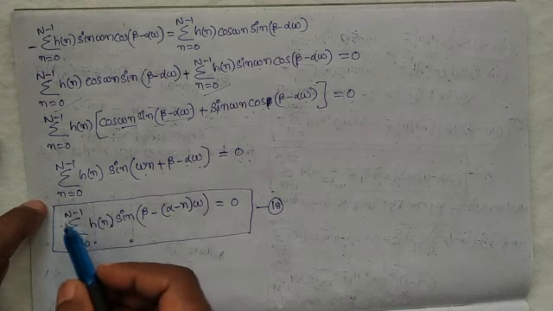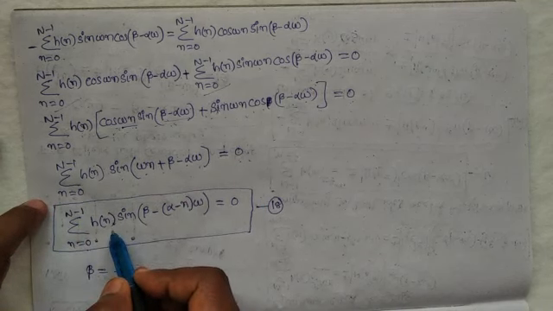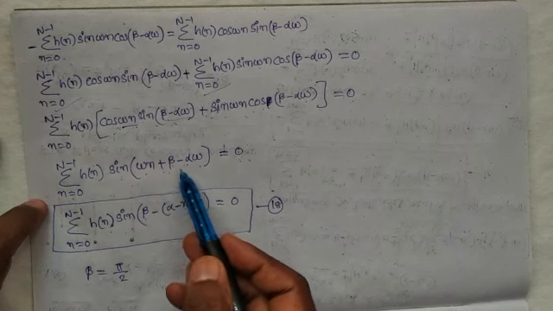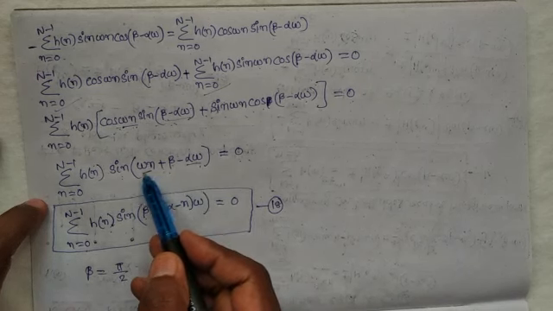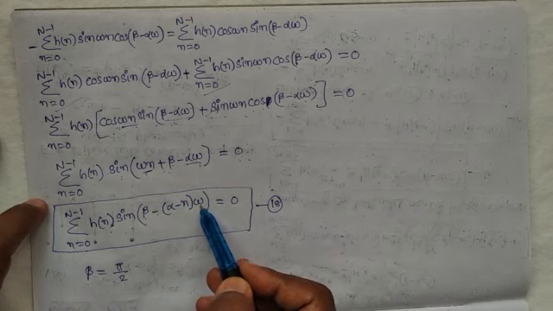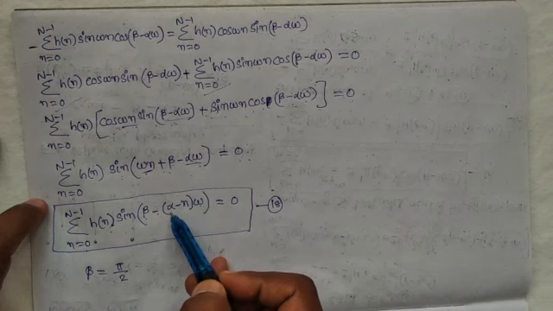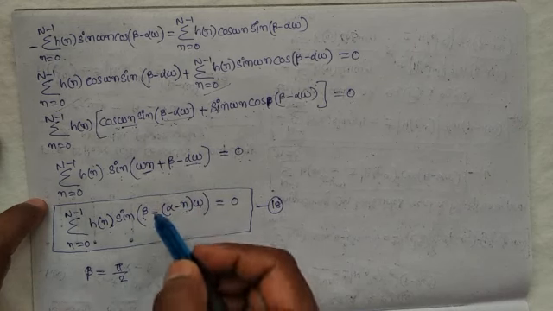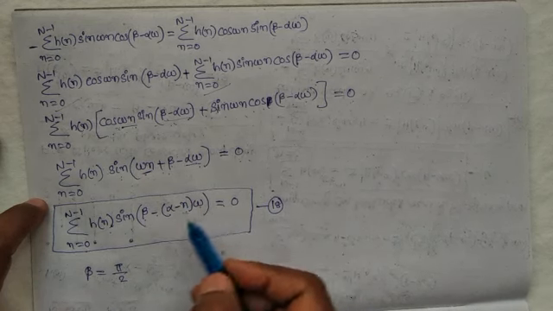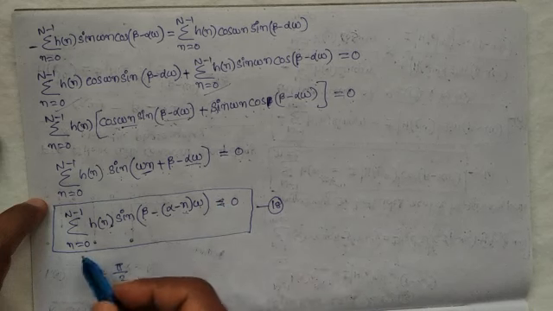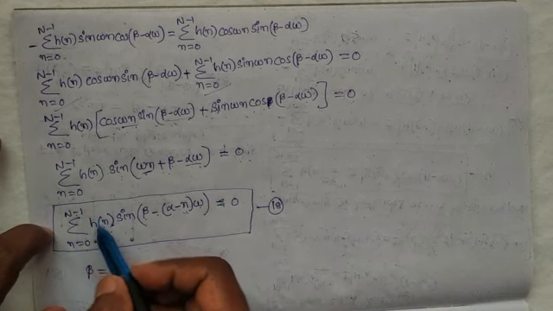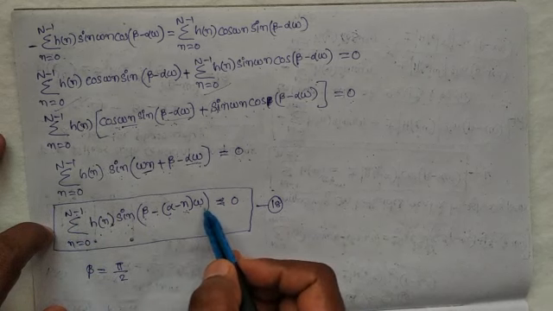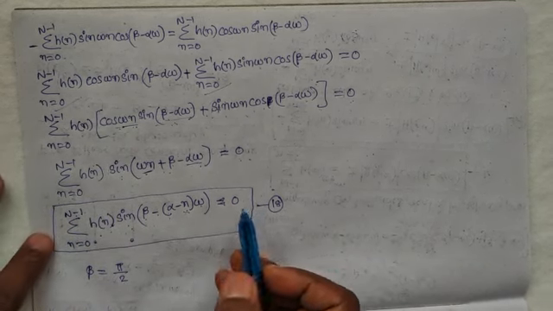Summation n is equal to 0 to capital N minus 1 of h of n into sine of beta. Here, in these two terms I am taking minus omega. The remaining term is what? Alpha minus n, is equal to 0. This total term is equal to 0. Means summation n is equal to 0 to capital N minus 1 of h of n into sine of beta minus alpha minus n into omega is equal to 0.